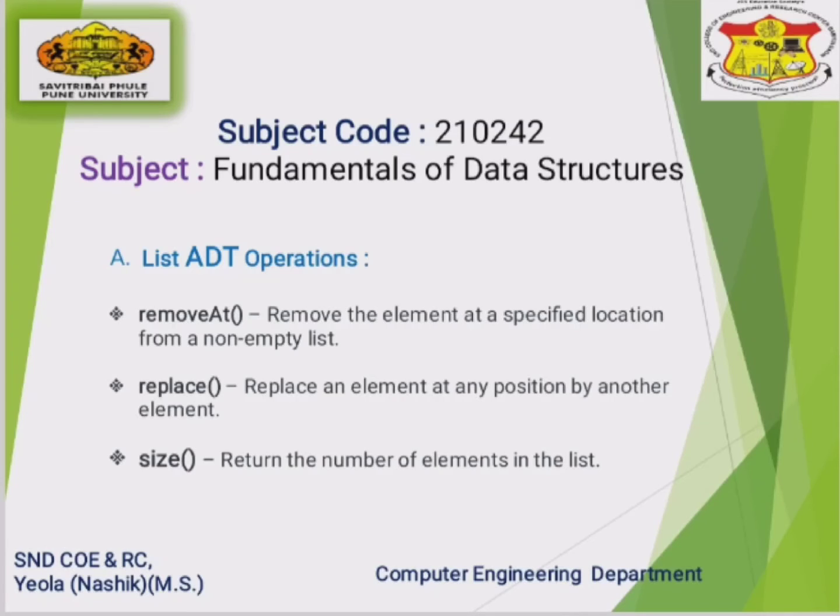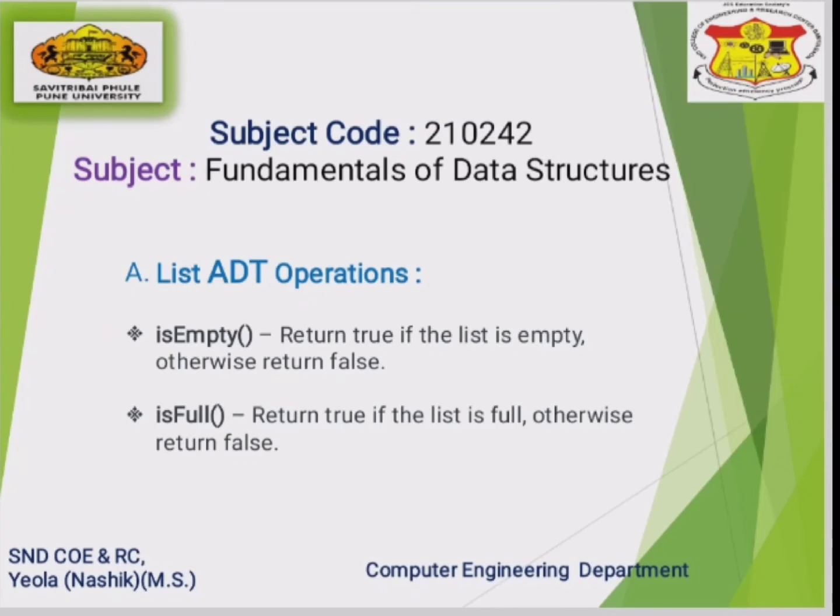Sixth, size. Return the number of elements in the list. Seventh, is empty. Return true if the list is empty, otherwise return false. Eighth, is full. Return true if the list is full, otherwise return false.